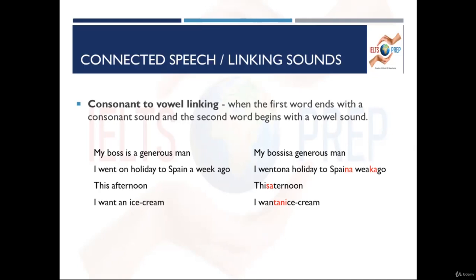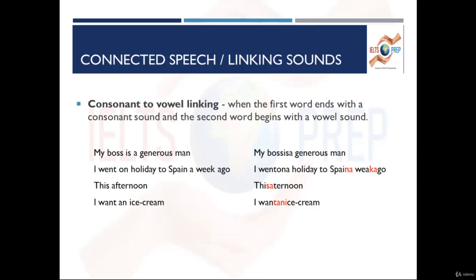I want an ice cream. Want an. And if we look, we've got what comes after an. The next word starts with a vowel, ice cream. So want an ice, want an ice. I want an ice cream. I'm not going to say I want an ice cream. Can you see how broken that is? It's really choppy. No, I want an ice cream.